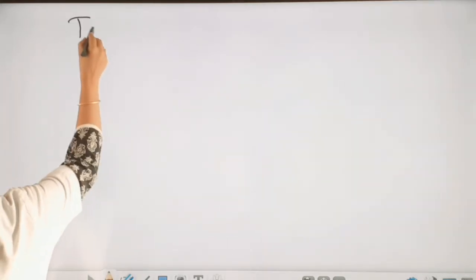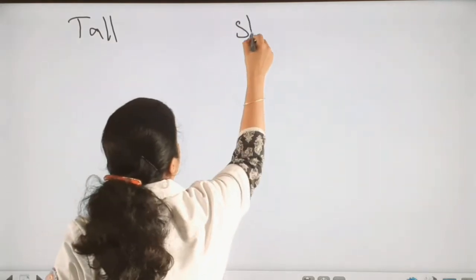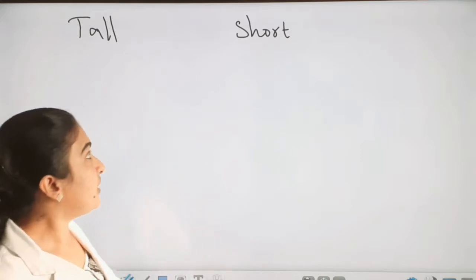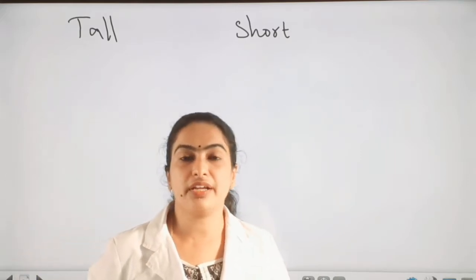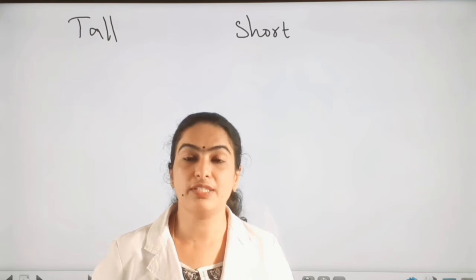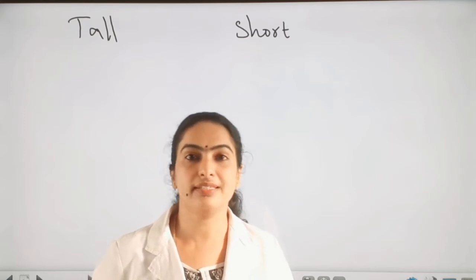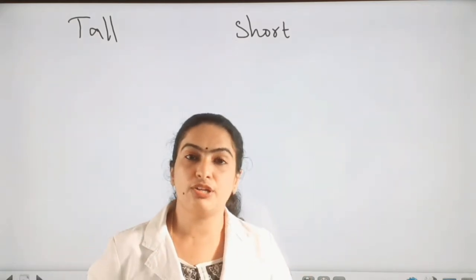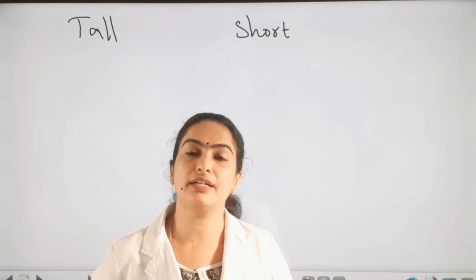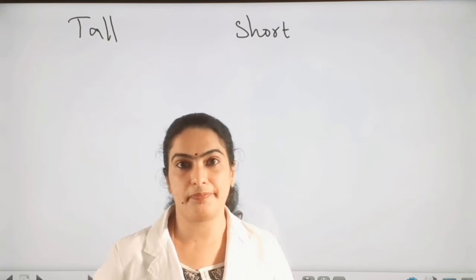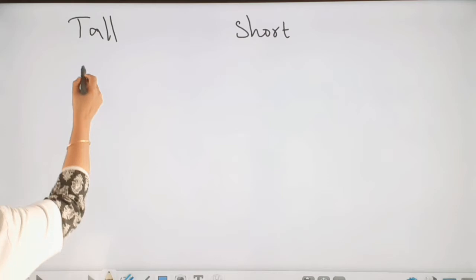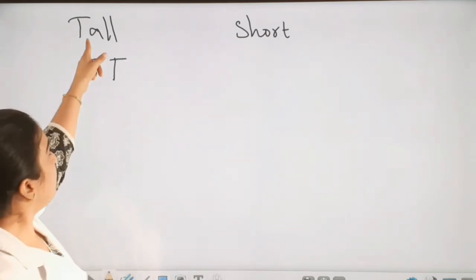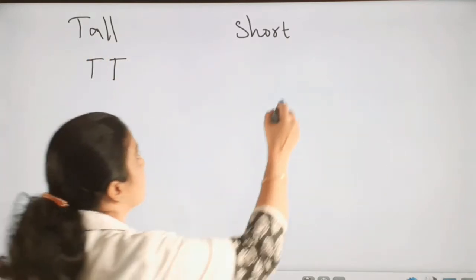As I told you, tall and short are the phenotypic characters. Am I right? The phenotypes. In the first generation, all plants were tall. That means which is the dominant character? Tall is the dominant character, and the recessive character is short. So he gave capital letters for the dominant character. Capital T as the genotype of the tall character. So this is the phenotype.